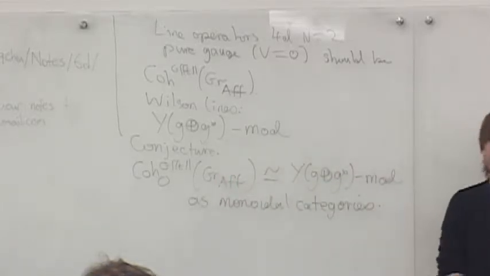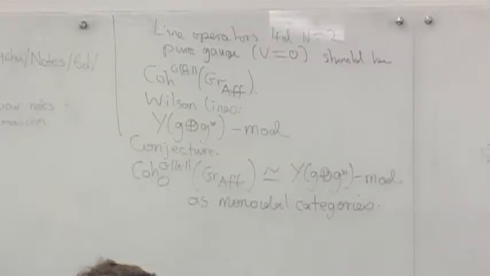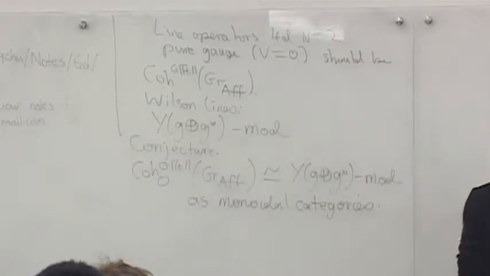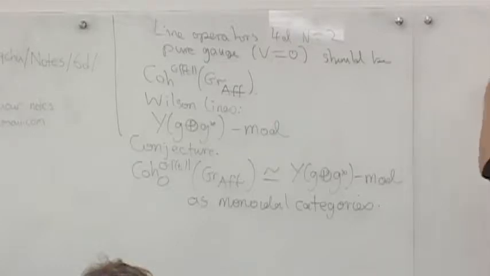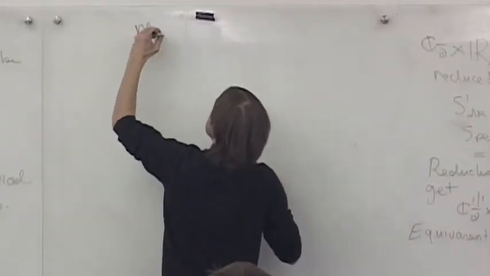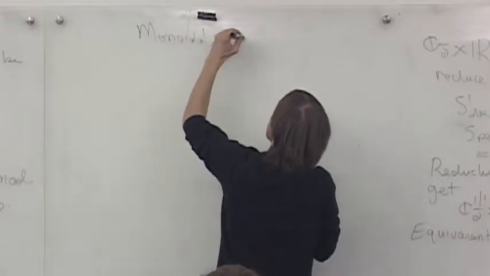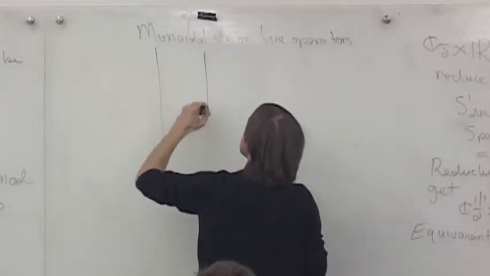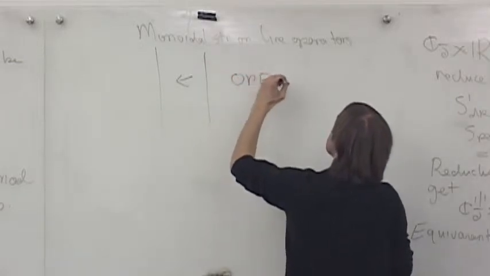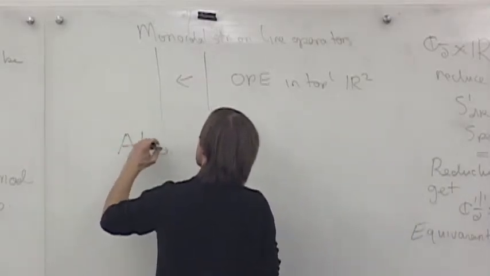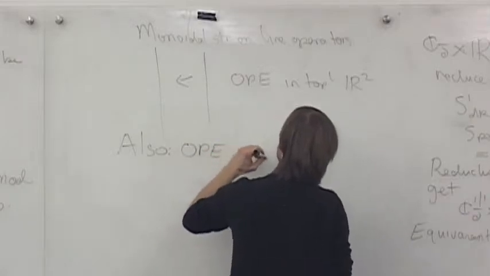Well, here the monoidal structure is given by convolution. And in fact, there's going to be a little more. And we draw my line operator. Here's my two-dimensional plane. So the monoidal structure on line operators is given by the OPE in the topological plane. There's also the OPE in the holomorphic C.